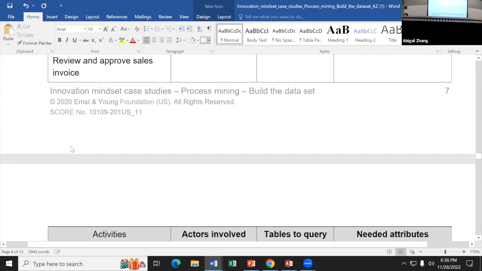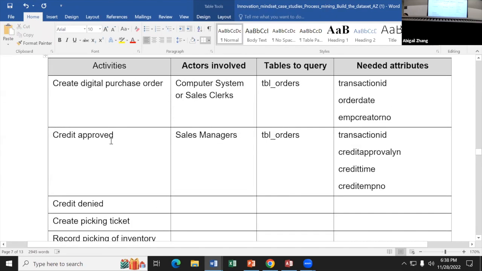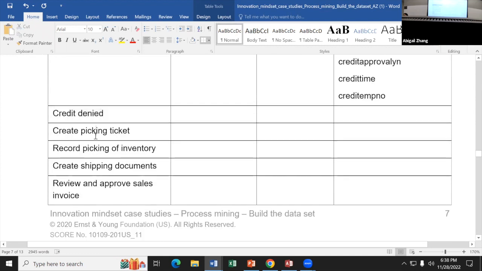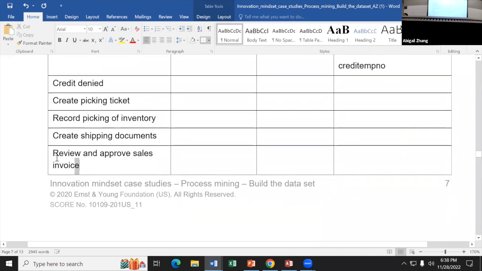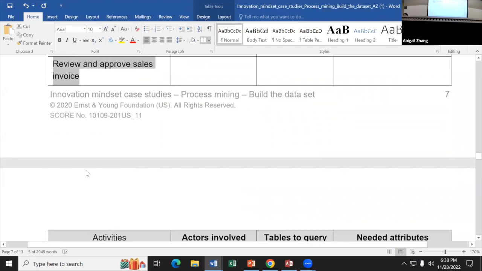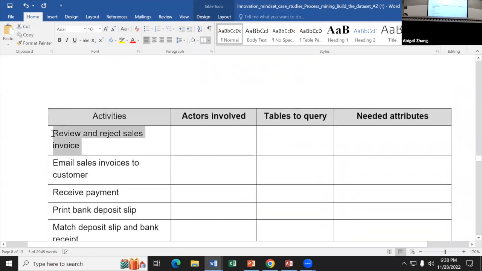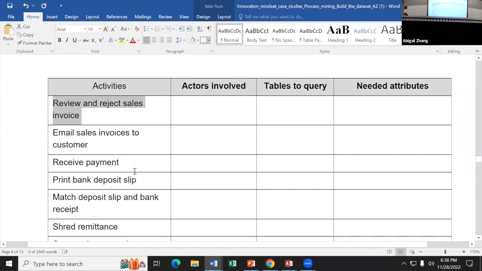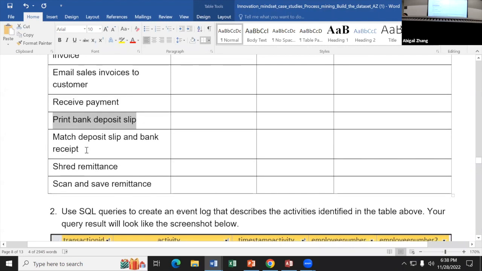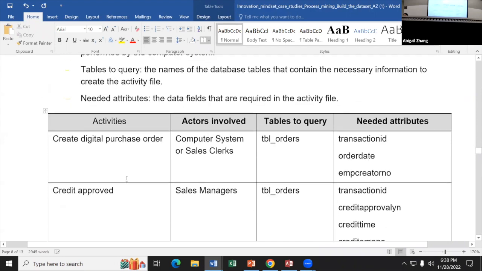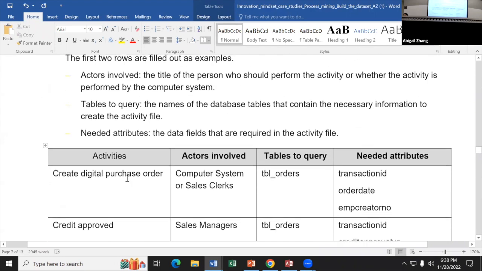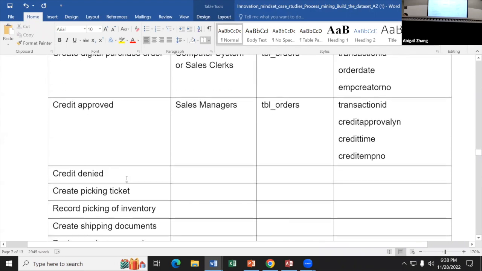Some of the activities are considered control activities, right? For example, this credit approval is a control. Review and approve sales invoice is a control. Review and reject is also a control. Print bank deposit slip, this is a control match. This is the control shred and scan. I think these are also controls, right? So these are activities, and we can also identify some control activities.